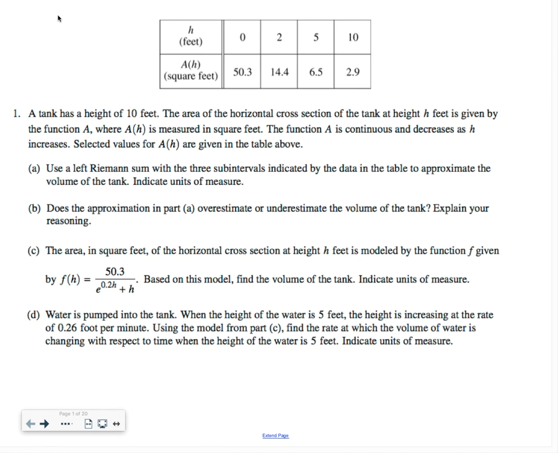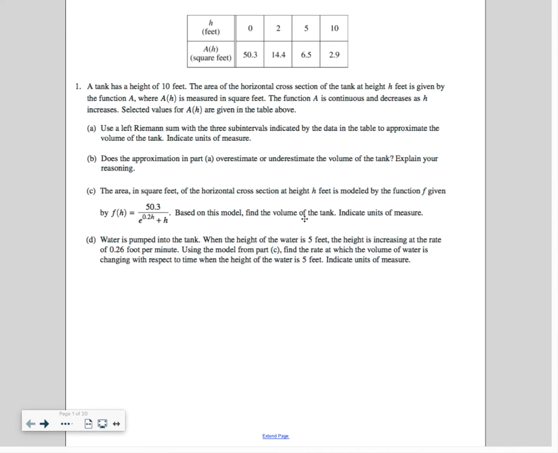Part A says use a left Riemann sum with 3 subintervals indicated by the data in the table to approximate the volume of the tank. Indicate units of measure. So we could sketch out these points if you're very visual, but I'm not going to. Your A of h is in square feet, and h is in feet. So if I ever talk about an area, it's kind of like the area of rectangles, and that's going to be feet by square feet. So my units should definitely be cubic feet. Even if you didn't know how to do this problem, if you at least wrote cubic feet, sometimes you'll get a point just for doing that.